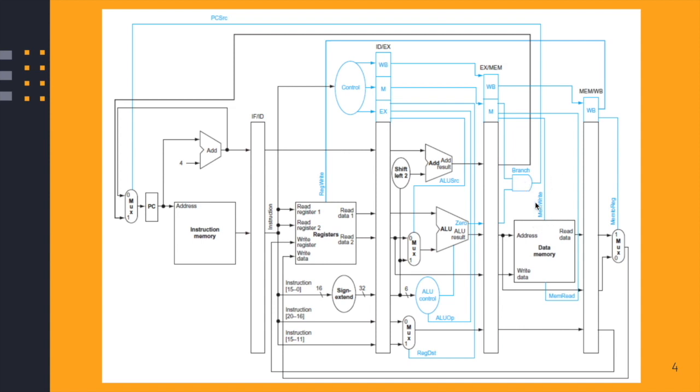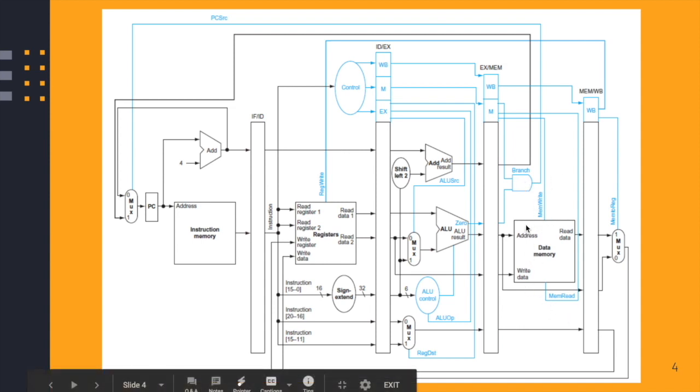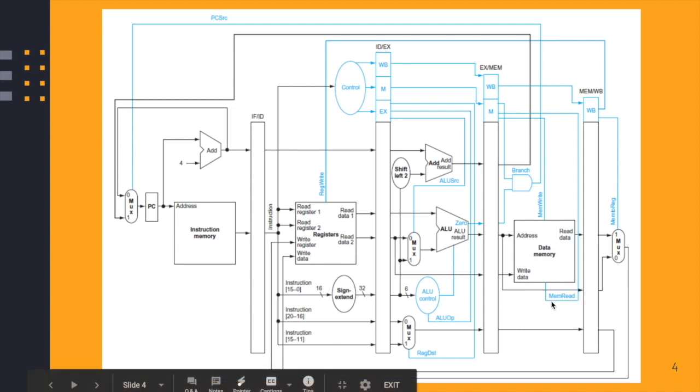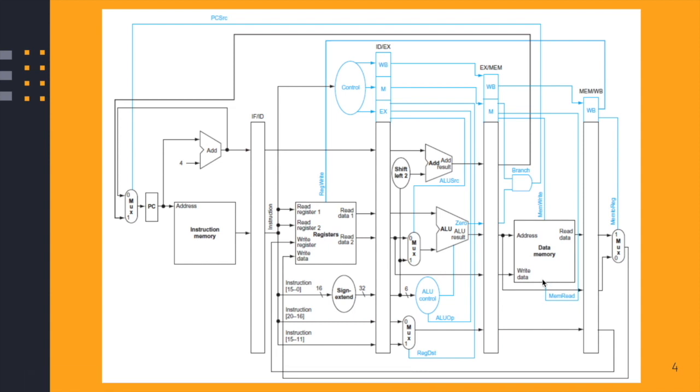Also, the memwrite and the memread control signals are needed so I can access the data memory. If I'm going to write to the data memory, I need to have the memwrite with 1. And if I'm going to read from the data memory, I need to have the memread with value 1. Or if I'm not going to perform any operation in the data memory, both control signals will be zeros. So I need to pass the value of the memwrite and memread control signals because they are needed in the memory access stage.